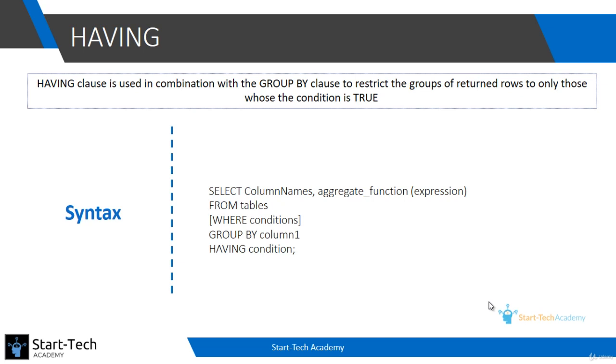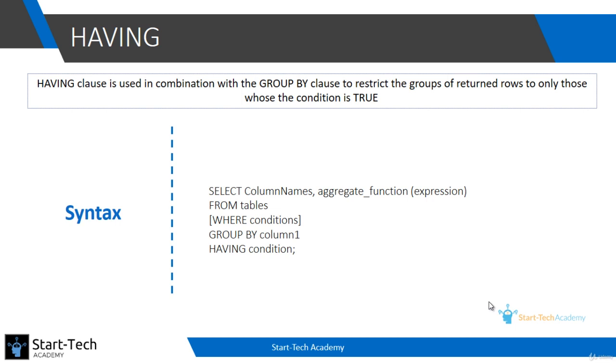So now we know how to use group by and how to use aggregate functions within group by. Now if you want to put a filter or specify a condition on these aggregate functions, how can we do that? This is done using the having clause. Having clause will restrict the groups of returned rows to only those whose condition is true.